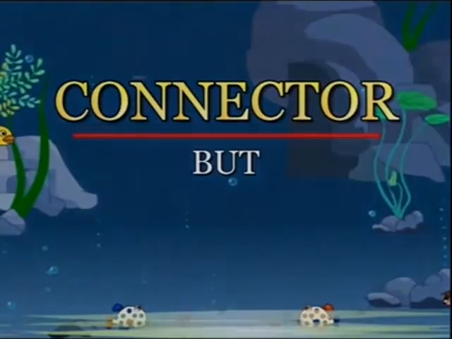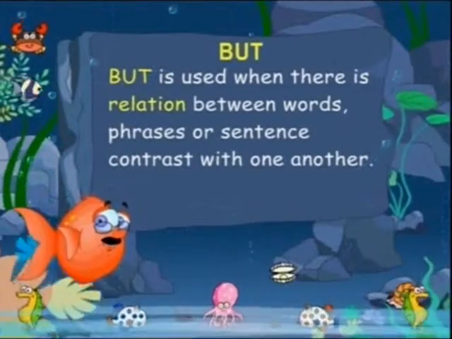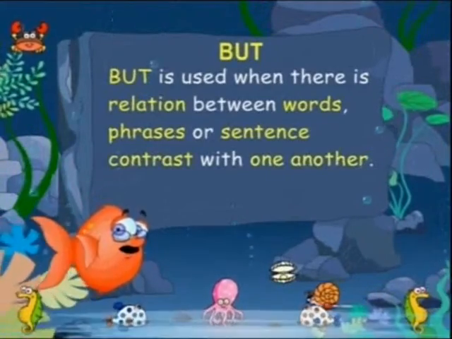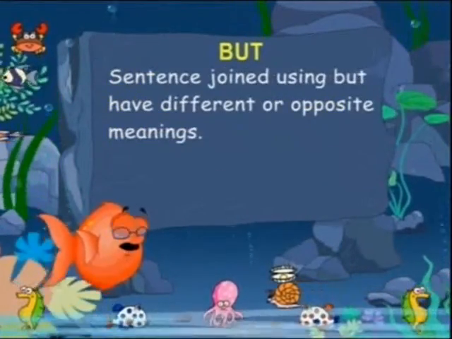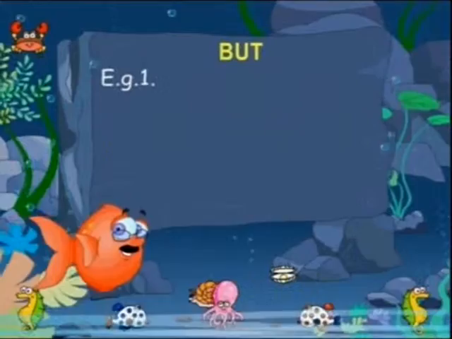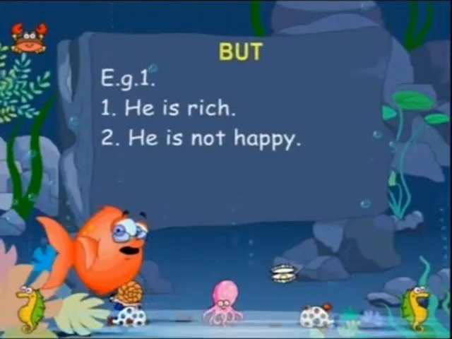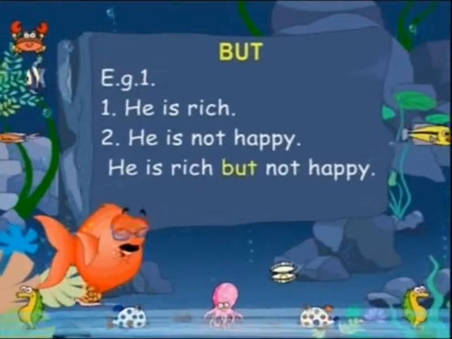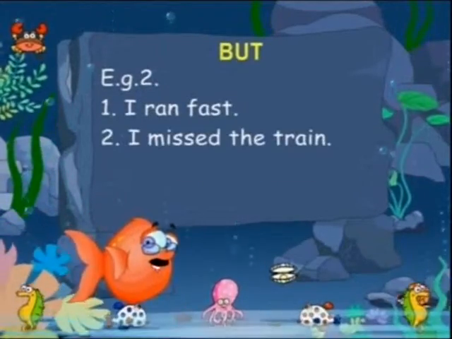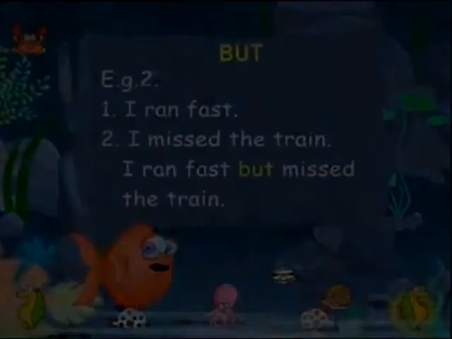The word but is used when there is a relation between words, phrases, or sentences that contrast with one another. Sentences joined using but have different or opposite meanings. Example: He is rich. He is not happy. He is rich but not happy. I ran fast. I missed the train. I ran fast but missed the train.